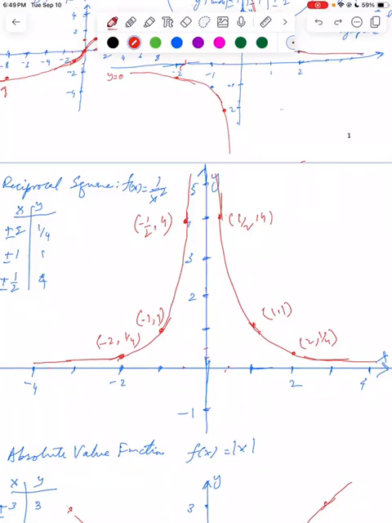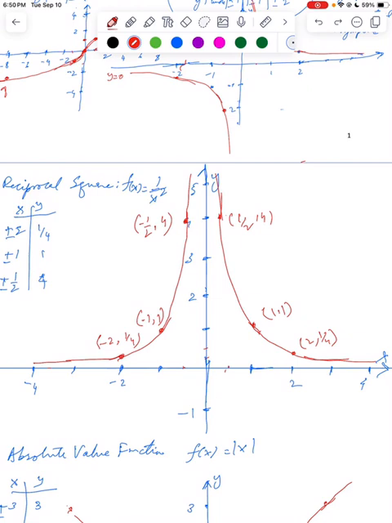Okay, continuing with section 2.2. This is the third video. So we saw a bunch of graphs, how to sketch functions, graphs of functions. I use a minimum number of points, like 3 points. And so we are now looking at 1 over x squared.